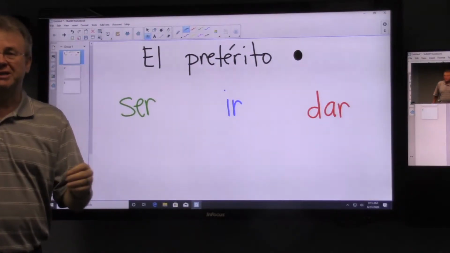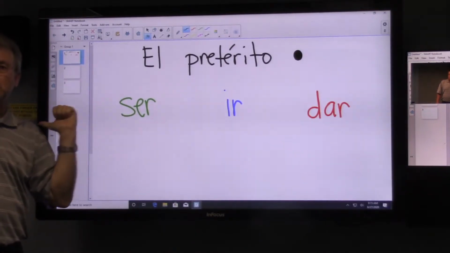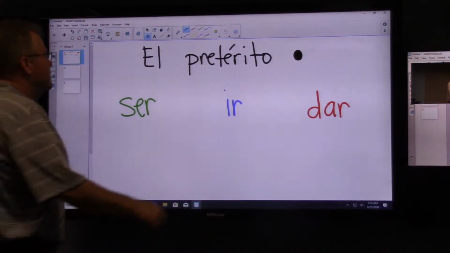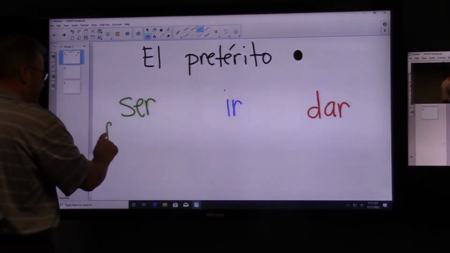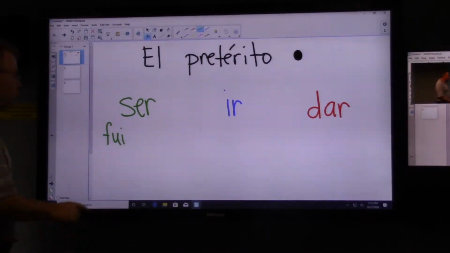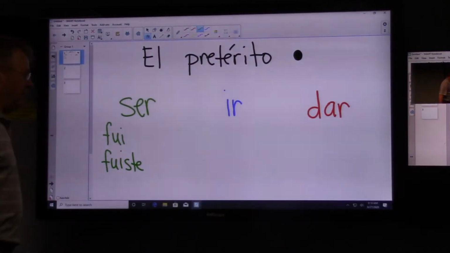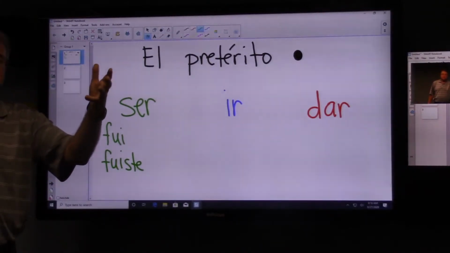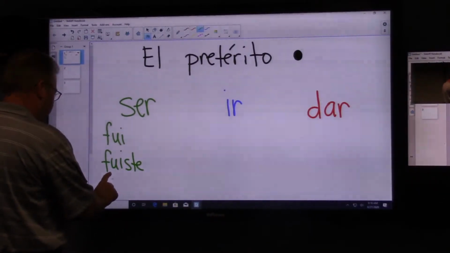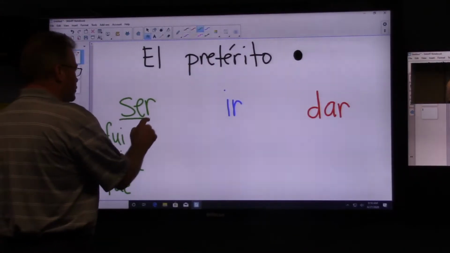Let's start with the verb ser. Let's conjugate the verb ser in the preterite tense. I was, you were, he, she was, we were, they were. Take a look at the chart, right? ¿Cómo se dice I was? Yo what? Yo fui. How about you were? Tú what? Fuiste. Muy bien. How about he, she, or usted? What he, she was, or the formal usted were. Él, ella, usted, what? Fue. Muy bien.